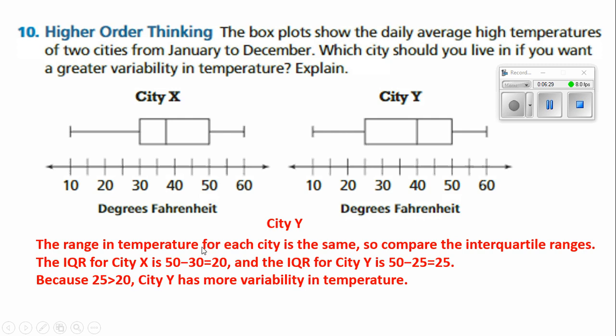The range in temperature for each city is the same. So compare the interquartile ranges. The interquartile range for city X was 20, 50 minus 30, like I said. And the interquartile range for city Y was 50 minus 25, which gives us an interquartile range of 25. Because 25 is bigger than 20, city Y has more variability in temperature.